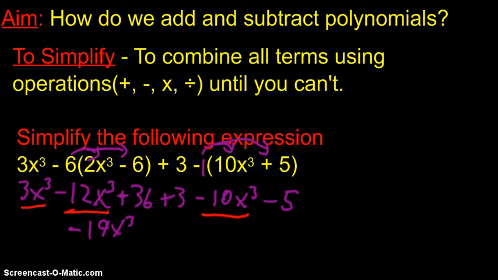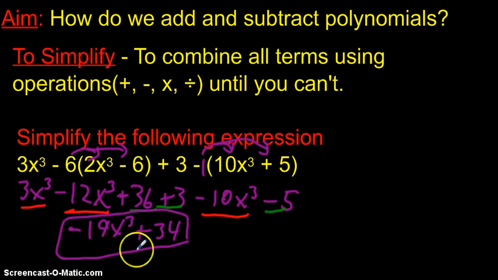The other like terms we have would be the 36, the 3, and the negative 5. If you put all of those together, that's 39, take away 5, that is 34. So this is our simplified expression. That can't be simplified any further because negative 19x to the third and positive 34 are not like terms. So this is as much as can be simplified.